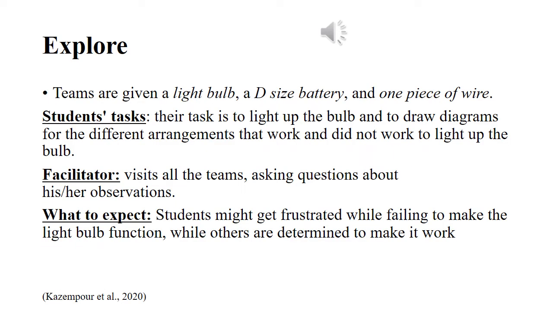So in the explore stage, teams are given a light bulb, a D-size battery, and a piece of wire. Students' tasks are to light up the bulb, but additionally, they need to draw diagrams for the different arrangements that work and do not work to light up the bulb. Now, drawing these diagrams helps students in the modeling process of conceptualizing an idea that they're attempting to learn.